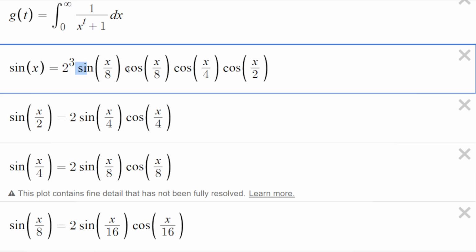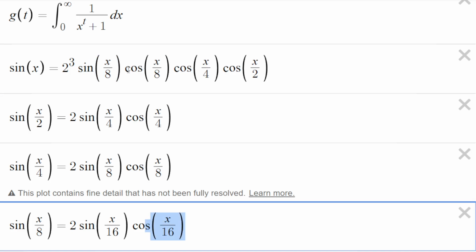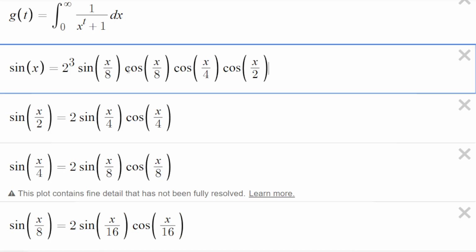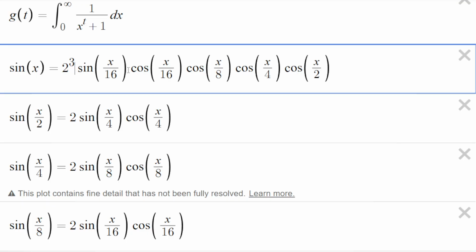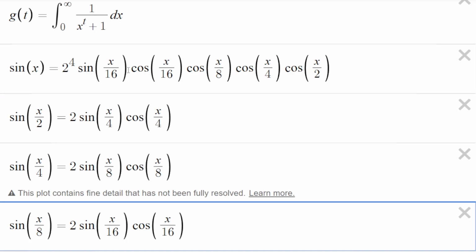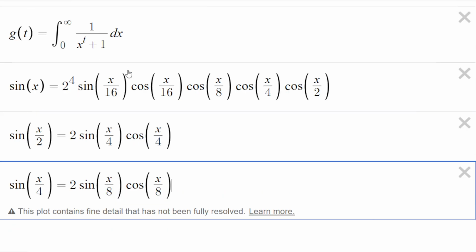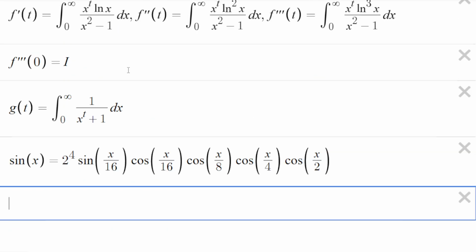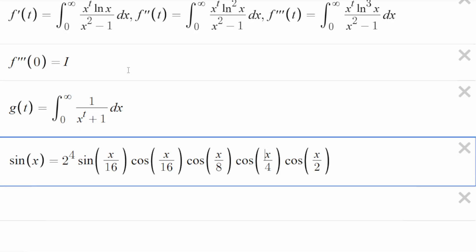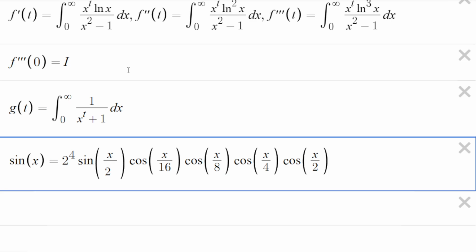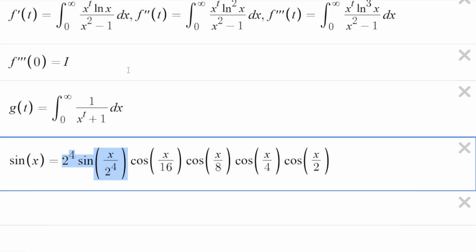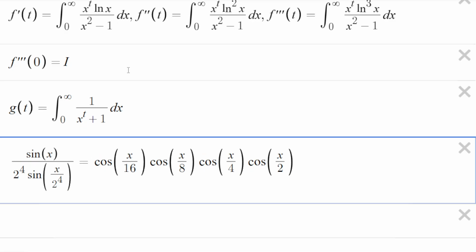Oh, but look, we also know what sine of x over 8 is. Sine x over 8 is this. And the pattern continues. We could continue doing this. This is now 2 to the 4th. And we'll stop there and develop a pattern. Okay, so let's just stop there. Let's see, and now we're going to write this as sine of x over 2 to the 4th. All right, and then we're going to divide both sides of the equation like this.